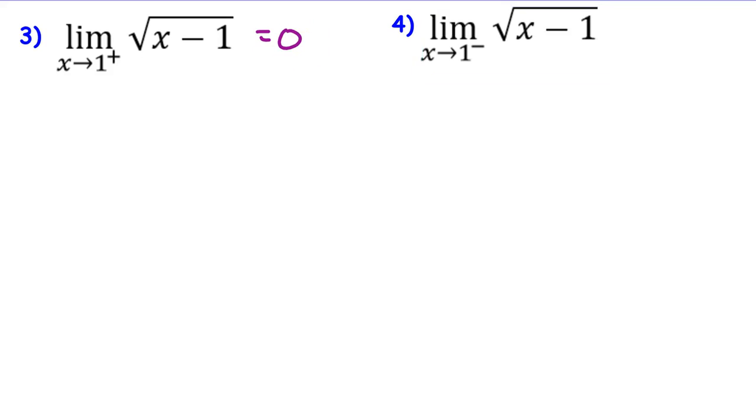Number 4 is another one-sided limit. It's the same function, but this time x is approaching 1 from the left. So maybe we have 0.9, 0.99, 0.9999. Well, we have a problem because 0.999999 minus 1 is negative, and the square root of a negative is undefined, so this limit actually does not exist.